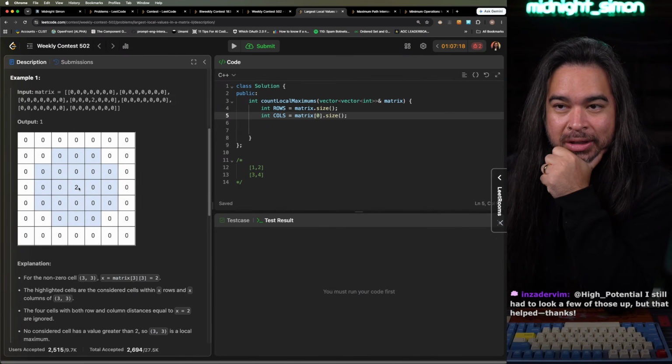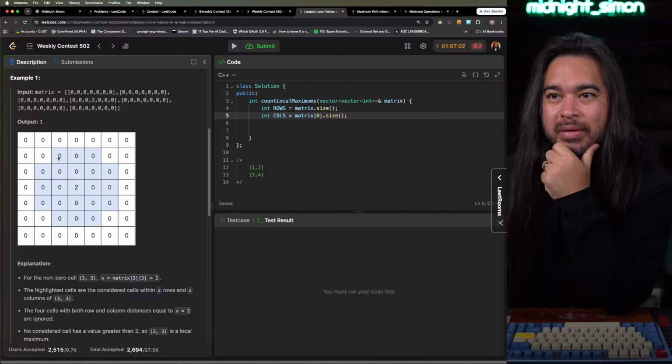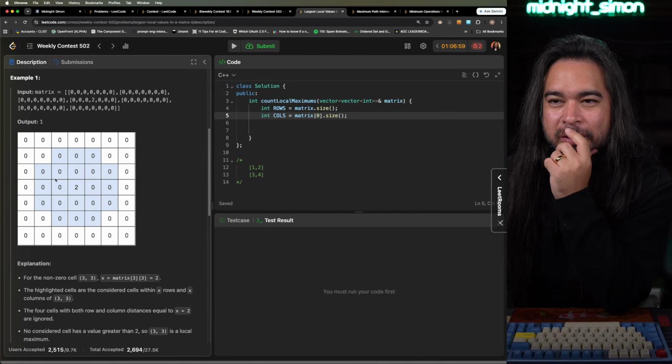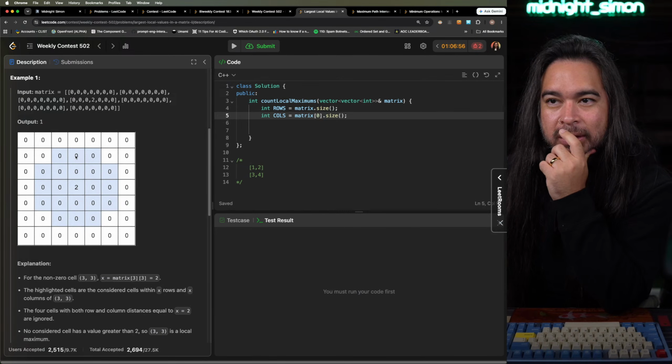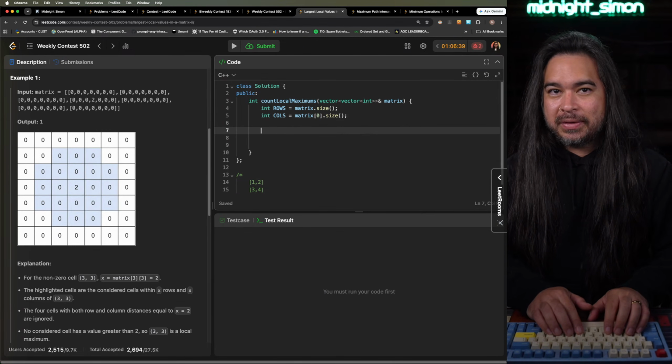Except, so like if I landed on this non-zero, this 2, to check if it's a local max without checking every cell, you know? I don't know.